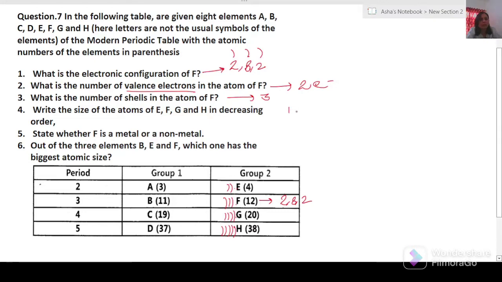Okay, H size will be the largest because in the group the atomic size keeps on getting increased as we go from top to bottom, because the number of shells is getting increased, right? So it is in the same group, not in the period. They all belong to group 2. Here it is mentioned, right? So obviously the biggest size will be of H, followed by G, then F, and then E. Okay, so this is biggest in size.